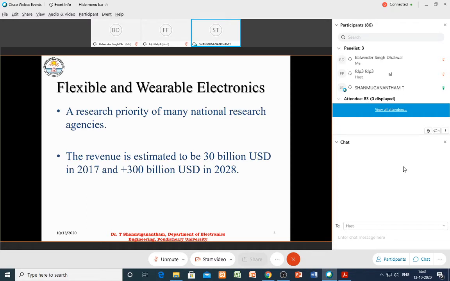As per data, this is the research priority of many national and international research agencies. The revenue of flexible devices is estimated to be $30 billion US dollars in 2017 and $300 billion in 2028. The survey is showing the demand for flexible antennas or flexible devices.